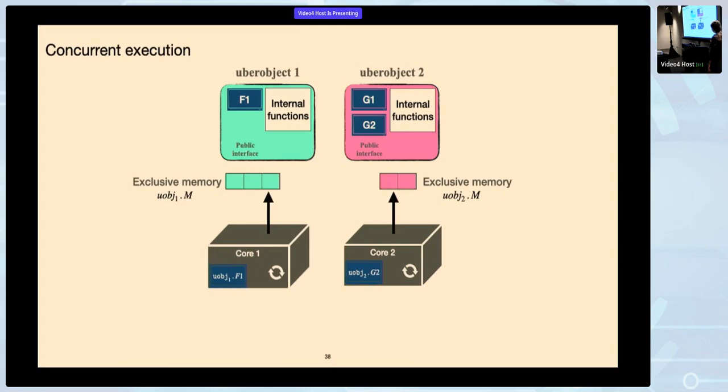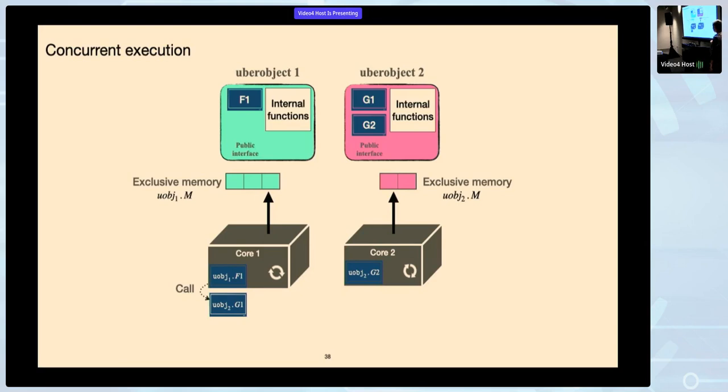So let's say that we load the public interface F1 of Uber object 1 on core 1 and public interface G2 of Uber object 2 on core 2. And now these cores have access to these exclusive memories. And we run them concurrently. But in the middle of the run, Uber object 1 wants to call a function, an interface of Uber object 2.